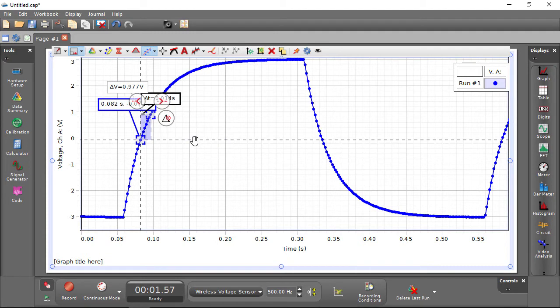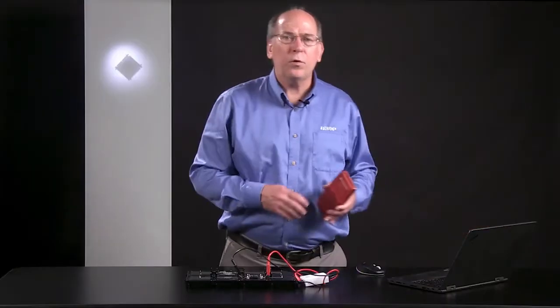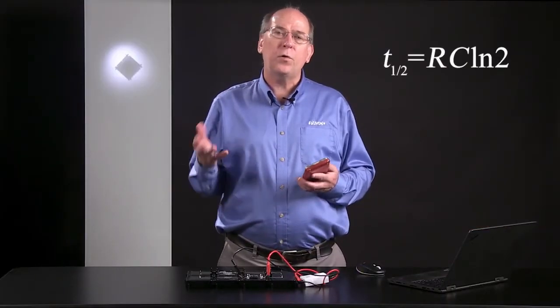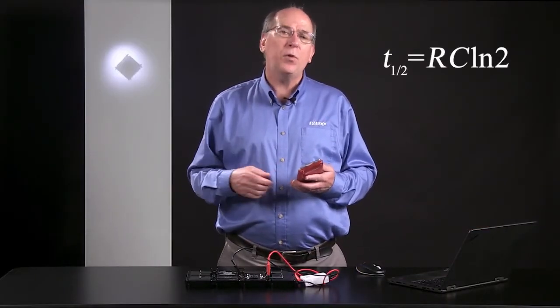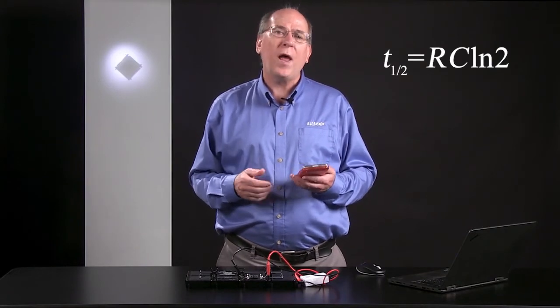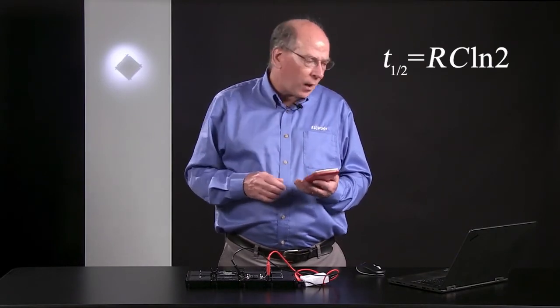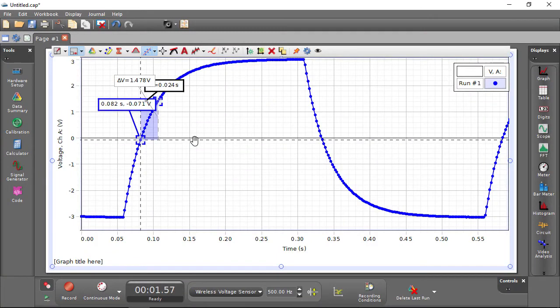And so I charged it up to 3 volts. So the half-life is the time to reach half that. Since the product of the resistance times the capacitance times the natural log of 2 equals the half-life, they can solve for the capacitance. So here I got 0.024 seconds for the half-life.